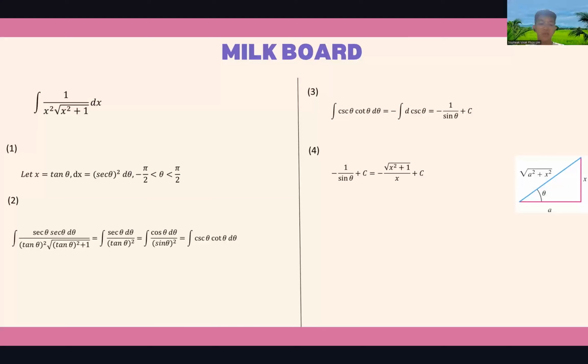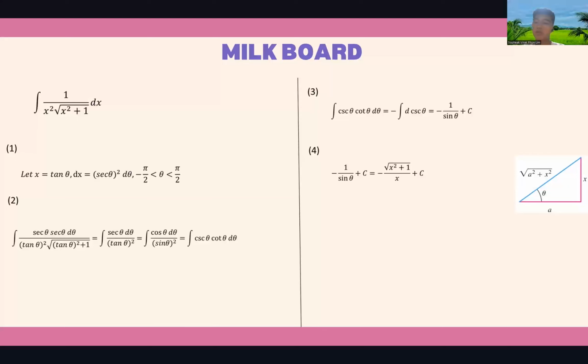So we just do the calculation, and we have the integral of cosine theta d theta over sine squared theta, and we just use the trigonometric formulas, which are cotangent of theta equals cosine theta over sine theta, and cosecant of theta equals 1 over sine theta. So we move to the third step, in which we evaluate this trigonometric function.